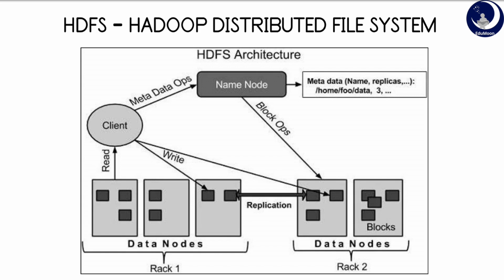To store such huge data, the files are stored across multiple machines. These files are stored in a redundant fashion, that is, in replicas, to rescue the system from possible data losses in case of failure. When a server A fails, the information stored in server A can be retrieved through the multiple copies stored in the other servers. HDFS also makes applications available for parallel processing.